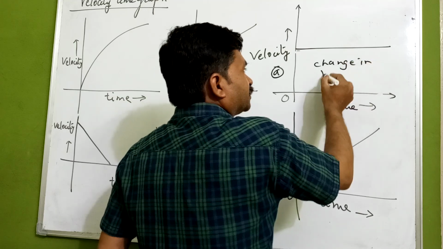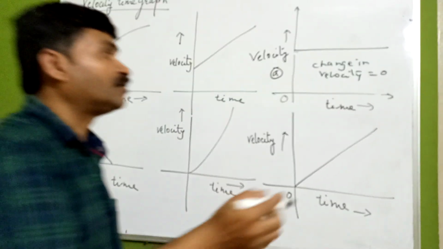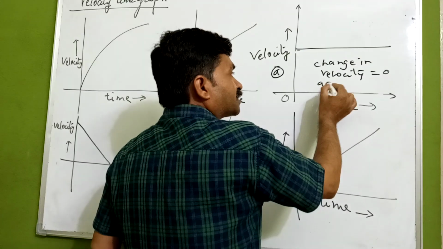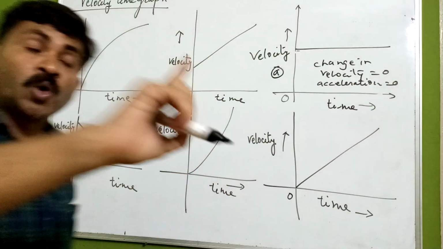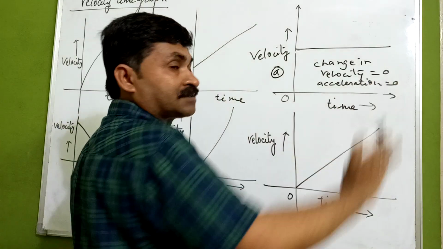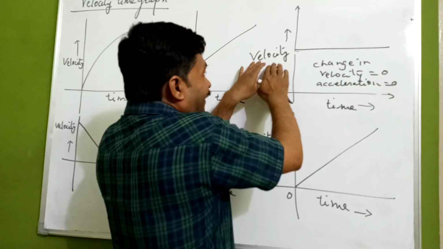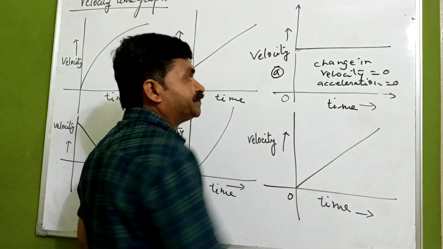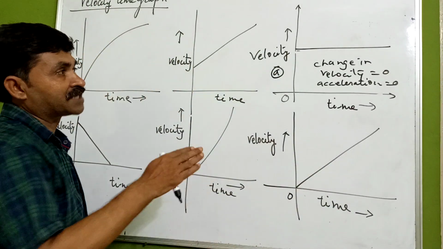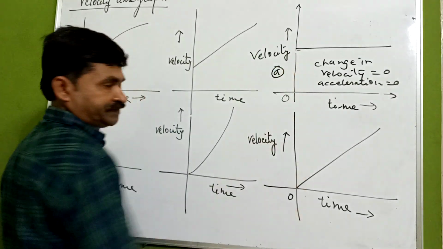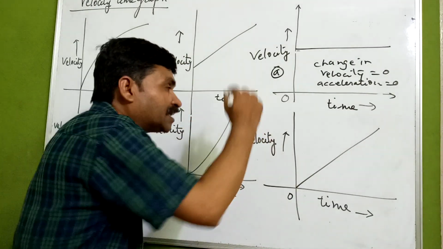If we go through it, there is no change in velocity with respect to time, which means the acceleration we are getting here is going to be zero. There is no change in velocity, so ultimately in this velocity time graph, velocity is constant with respect to time. So finally we can say this object is having no acceleration. Here we are not getting any acceleration.